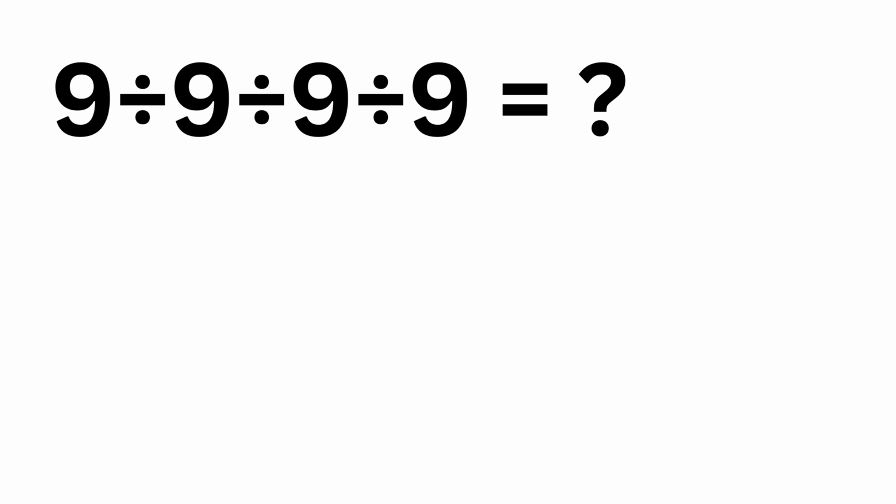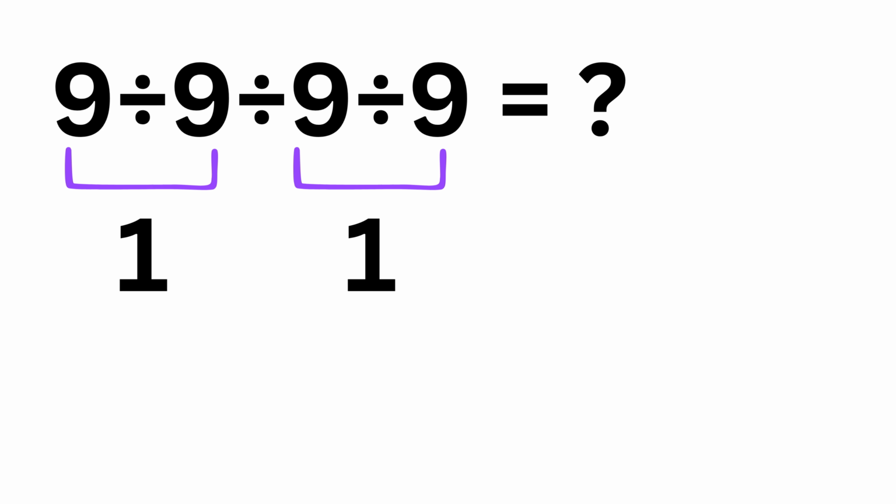9 divided by 9 divided by 9 divided by 9. Here, 9 divided by 9 gives us 1. And again, here we have 9 divided by 9, which is also 1. So 1 divided by 1 is just 1.